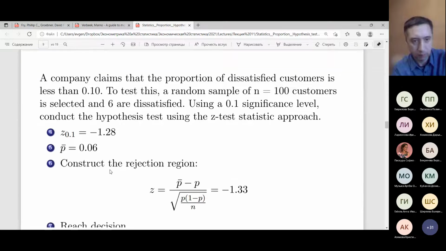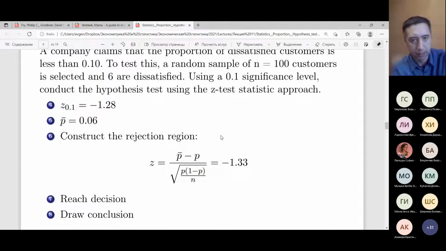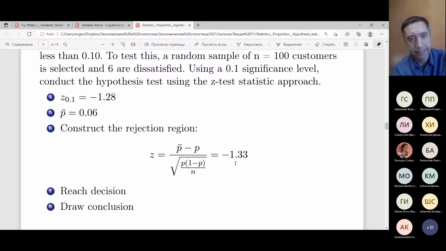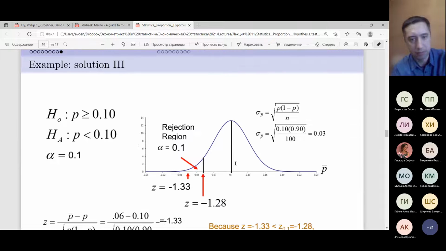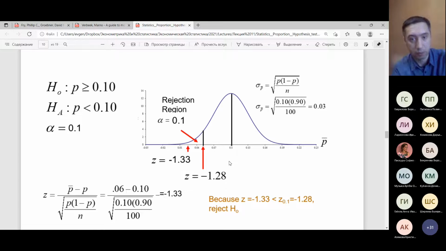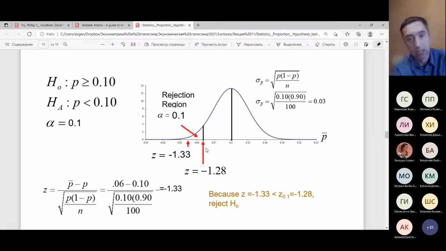Next, we can find the rejection region. We can apply our formula, and the estimated z statistic is always minus 1.33. What do we have to do next? We have to compare our estimated z value with its critical value. The critical value is minus 1.28. Once we see that our estimated value is smaller than our critical value, we have to reject the null hypothesis, as we did in this example.